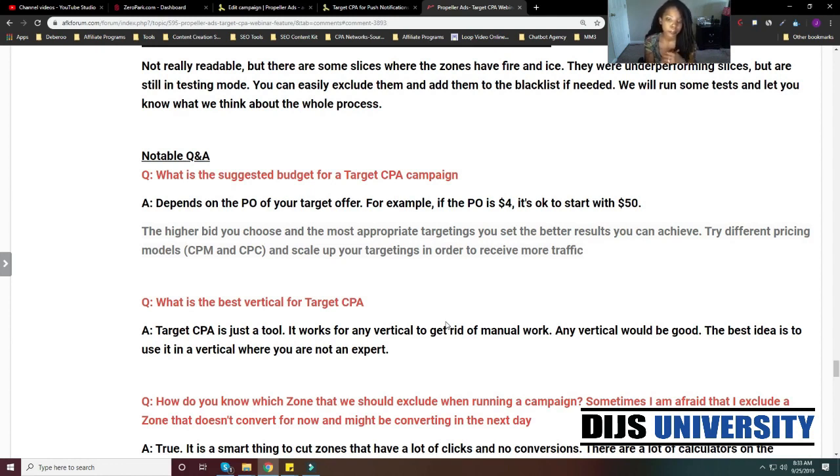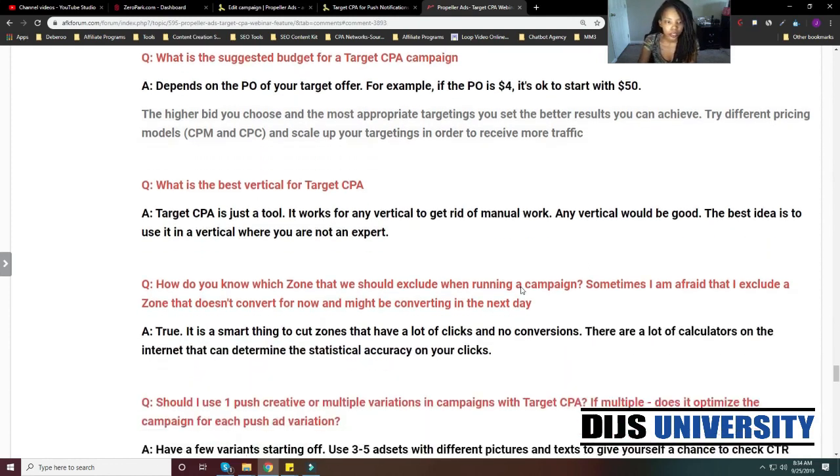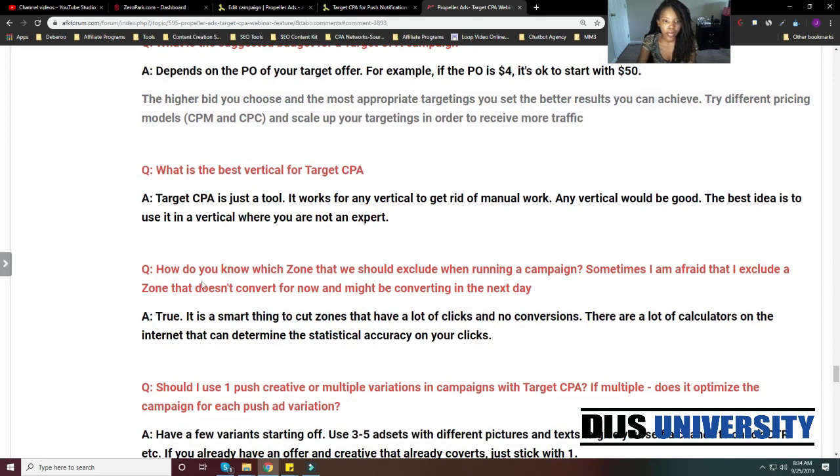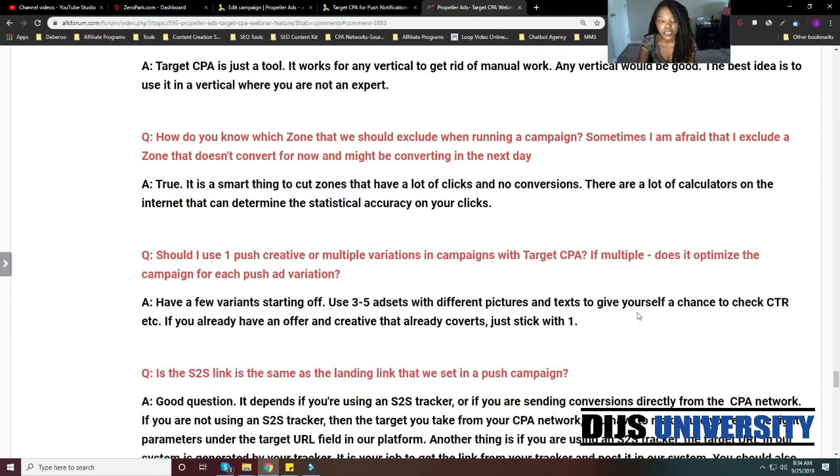So we talked about what the best vertical was, which we get that question a lot. And obviously they get that question a lot, and the answer is the same: test. What is the suggested budget? So it depends on your payout. Let's take a look. How do you know which zone we should exclude? So it cuts the zones for you that don't have a lot of clicks or conversions. There are a lot of calculators on the internet that can determine statistical accuracy on your clicks.